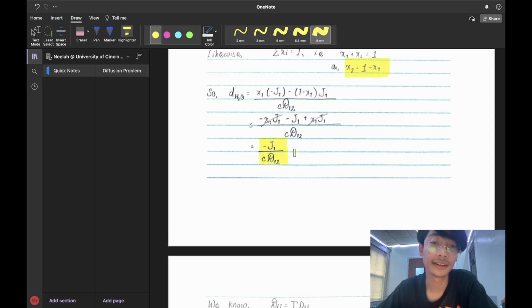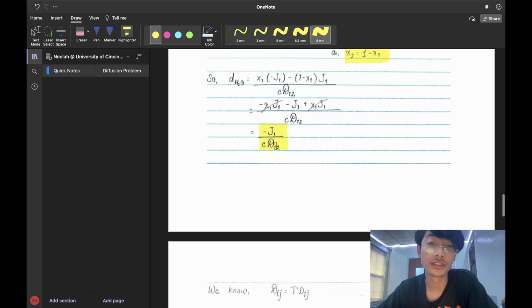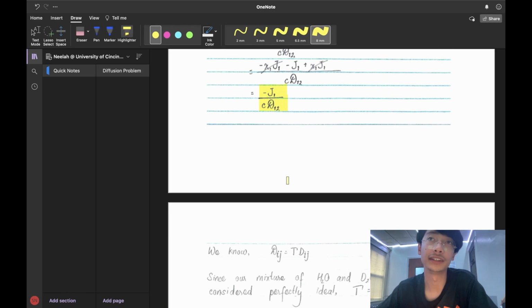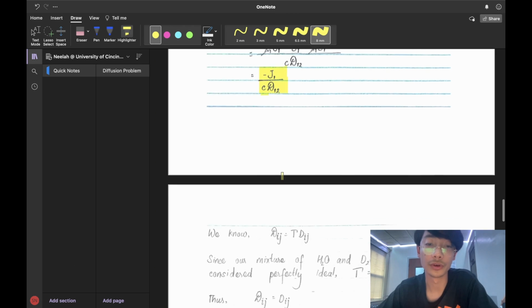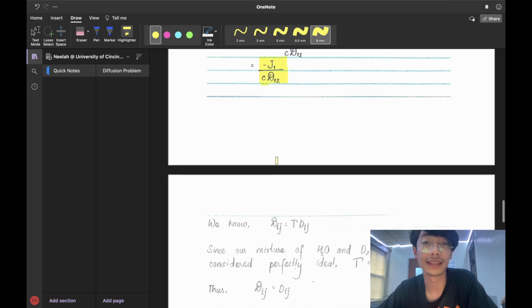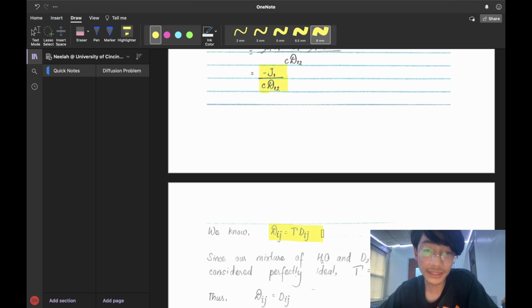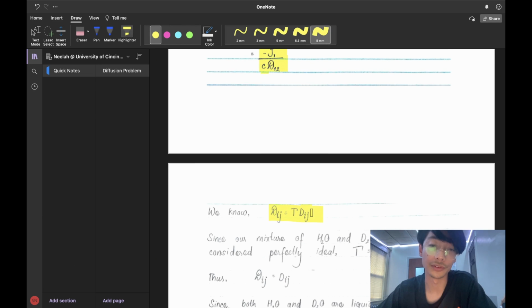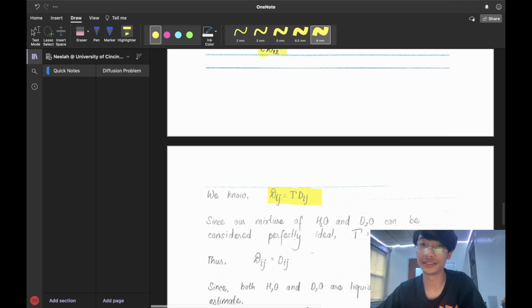We've already calculated that. And the total concentration can simply be calculated using the relationship that it is the sum of the molar concentration of all the components in the mixture. So on top of that, we know that the Stefan-Maxwell diffusivity constant of component 1 and 2 is actually equal to the product of the thermodynamic factor times the diffusion coefficient.